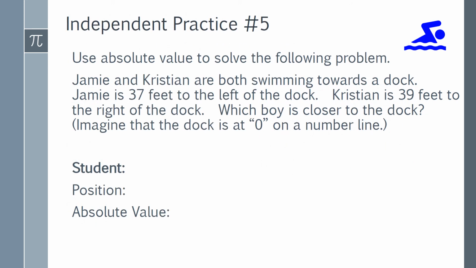Independent practice number 5. Use absolute value to solve the following problem. Jamie and Christian are both swimming towards a dock. Jamie is 37 feet to the left of the dock. Christian is 39 feet to the right of the dock. Which boy is closer to the dock? Hint: imagine that the dock is at 0 on a number line. Now is a good time to pause this video and work on this problem if you have not done so already.